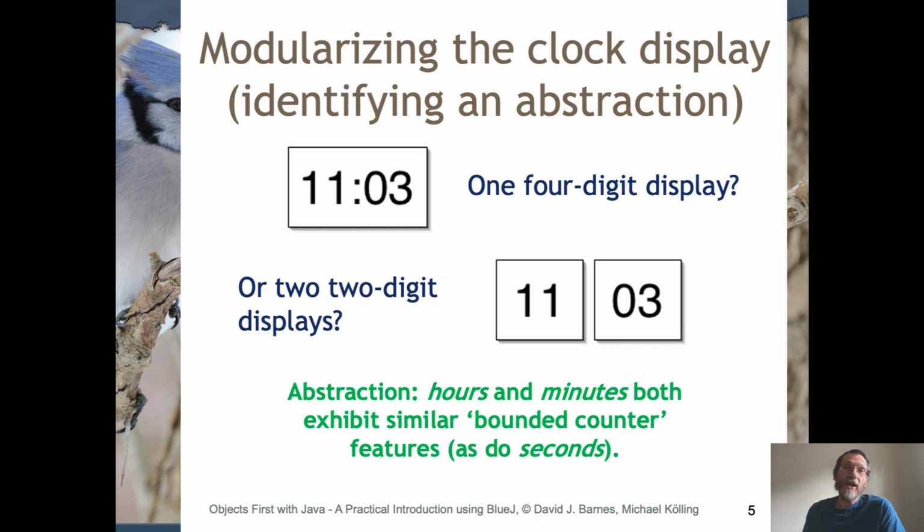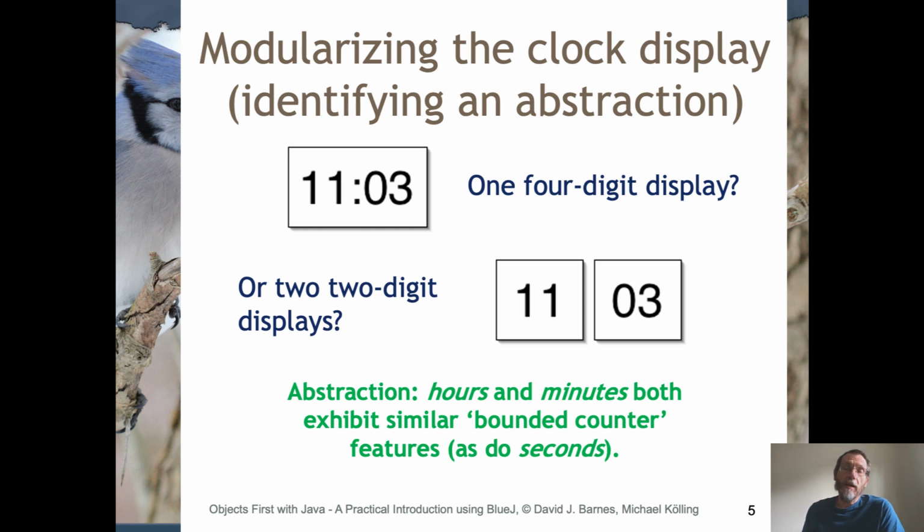So abstraction allows us to characterize the behavior of hours and minutes as a kind of bounded counter idea. So this idea that we somehow want a counter that gradually increases, but when it hits a limit, it wraps back around to 0 and then carries on incrementing until it hits the limit again, and then it wraps around to 0. And that bounded counter idea would apply both to hours, to minutes, and to seconds.